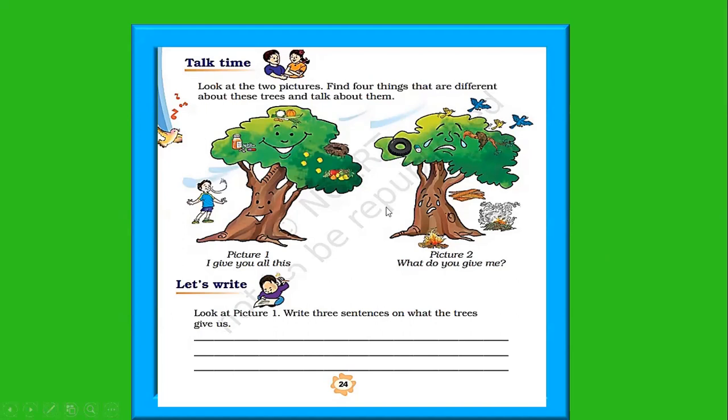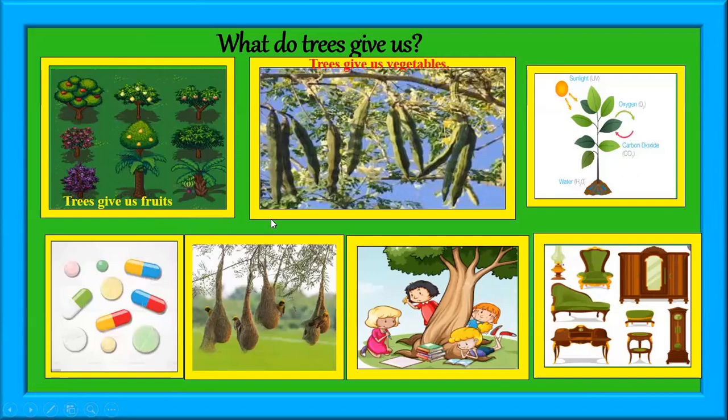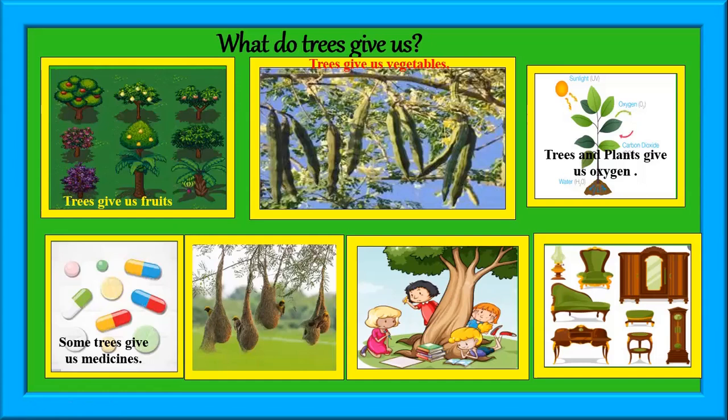The next textual exercise is Let's Write. Look at picture 1. Write 3 sentences on what the trees give us. Before we do this exercise, let's first find out what all things are gifted to us by trees. Trees give us fruits. They also give us vegetables. As seen in the third picture, trees and plants absorb carbon dioxide and give out pure oxygen for us to breathe. There are also some trees that give us medicines.